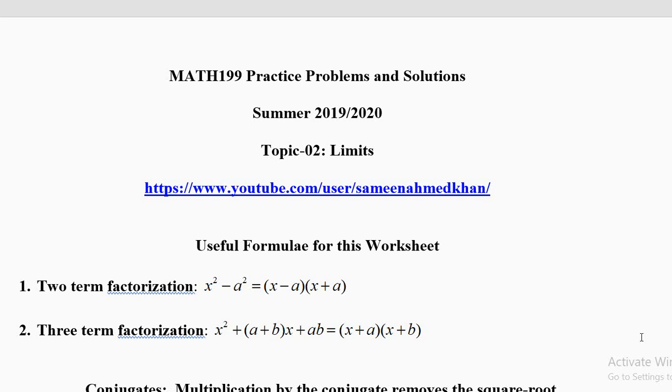This is a very important topic. We'll be using it in two other chapters: one is for drawing graphs, and one is for deriving the basic derivatives. So please concentrate on this topic.